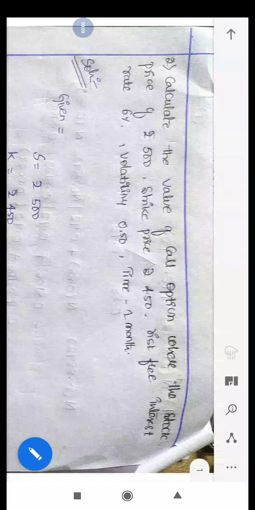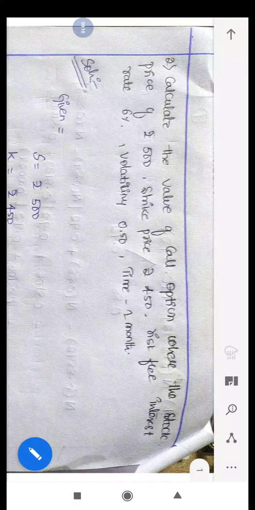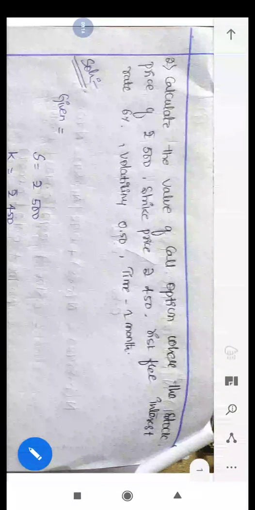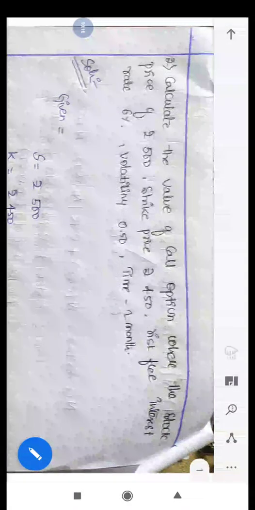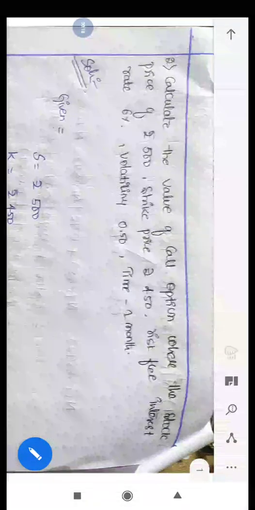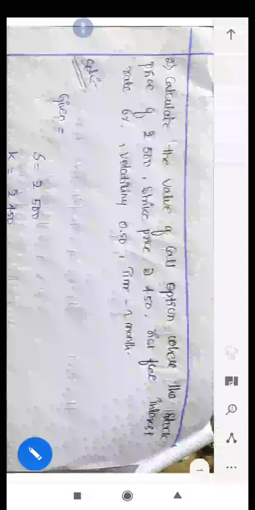So we started solving problems on the Black-Scholes model. We have solved one illustration under that. So the second illustration is this. Let's look into the question.